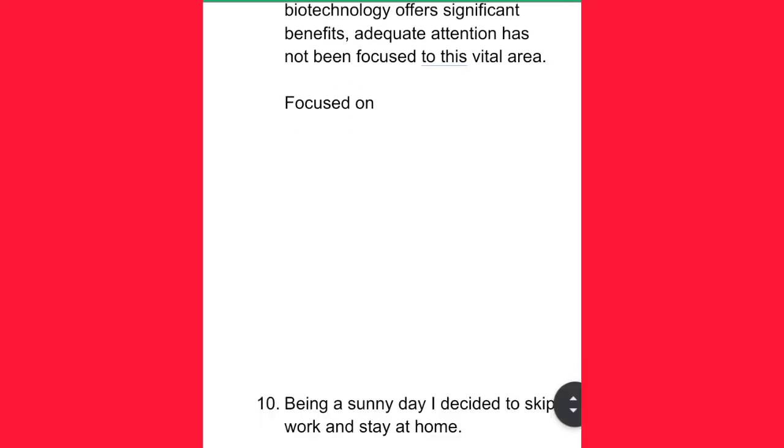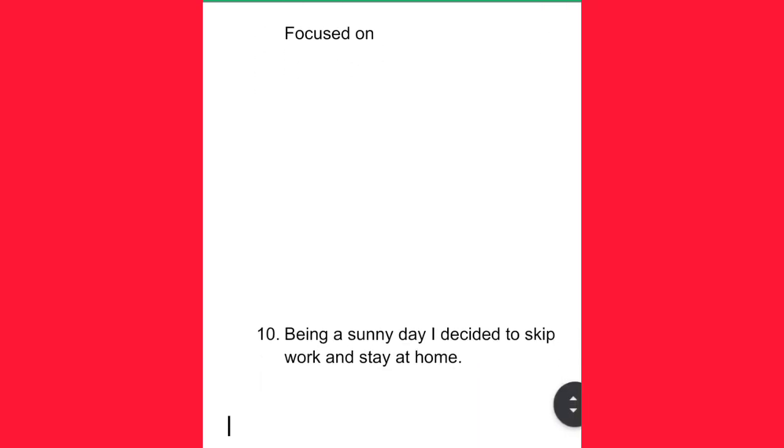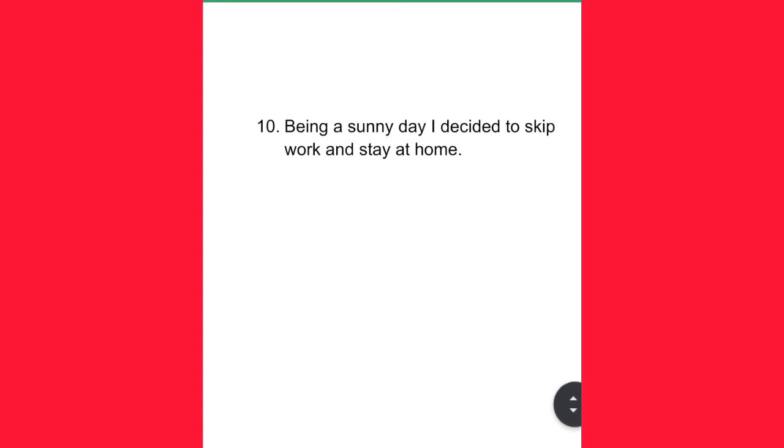And the last one is, being a sunny day, I decided to skip work and stay at home. So being a sunny day means the sun is shining very brightly, so brightly that somebody decided to skip work and stay at home. Now here, see, this is a very tricky sentence, so you will have to understand it a little.